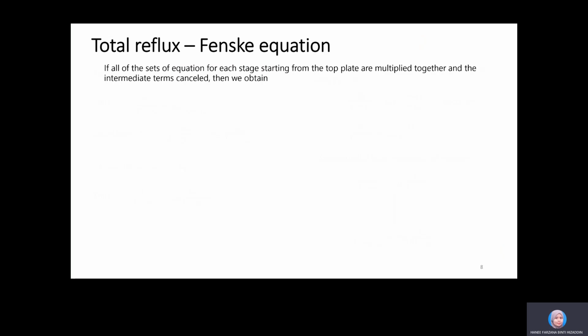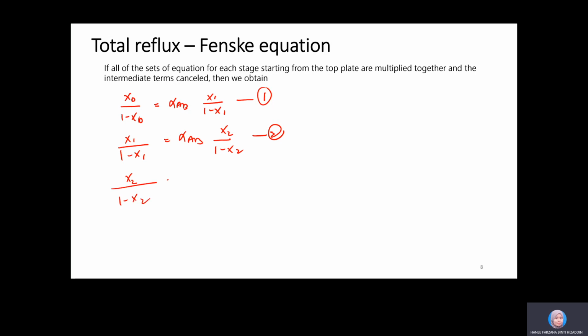Let's say all the sets of equations from each stage, starting from the top plate, are multiplied together and the intermediate terms are cancelled. Let's have a quick look at how that happens. We started with xd over y minus xd equals alpha AB x1 over y minus x1. So this is your equation 1. Then x1 over y minus x1 equals alpha AB x2 over 1 minus x2. This is equation 2. x2 over y minus x2 equals alpha AB x3 over y minus x3, so this is equation 3, and so on until you reach xn minus 1 over y minus xn minus 1 equals alpha AB xn over y minus xn. So this is your equation n.